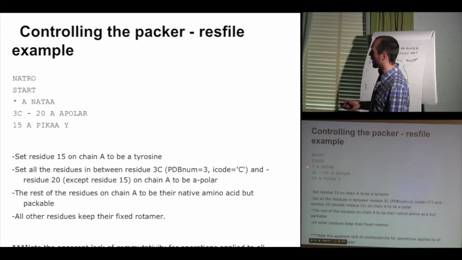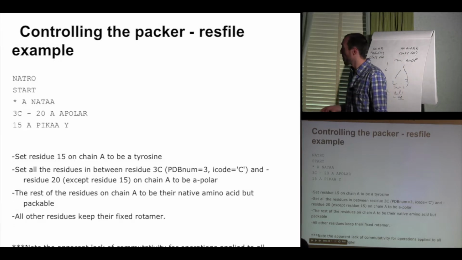Then the first line of our body is star A NATAA. For all residues in chain A, we're going to say NATAA, which means keep the amino acid. It's essentially the same as repack only. So keep the amino acid, but allow it to change rotamers within that amino acid. The second line here is for residue 3 insertion code C through residue 20 on chain A. Restrict those to be apolar, and the list of apolar amino acids can be found in that res file documentation that I linked to earlier.